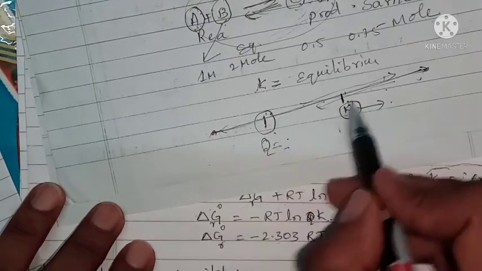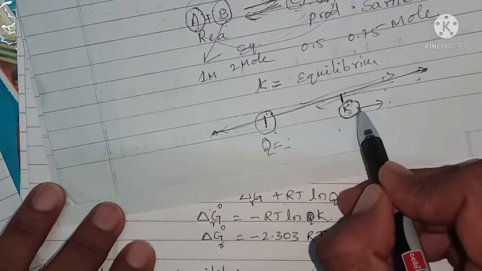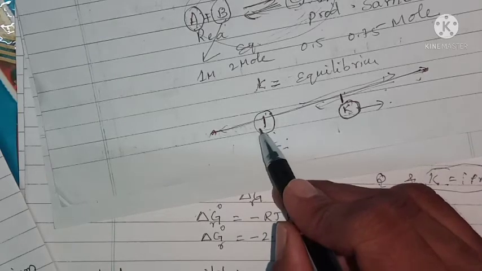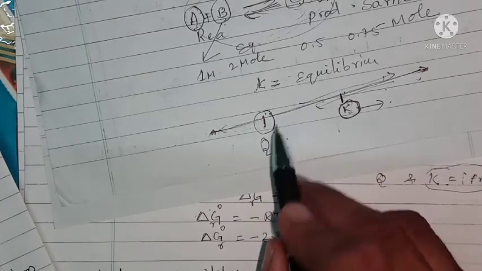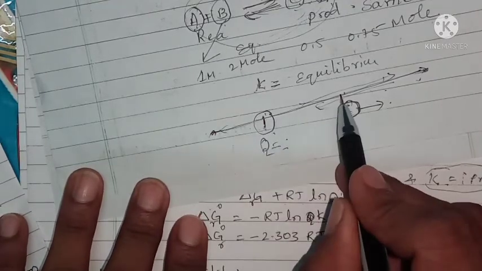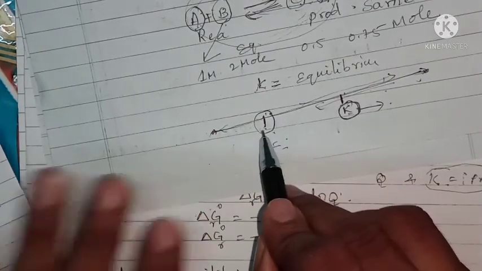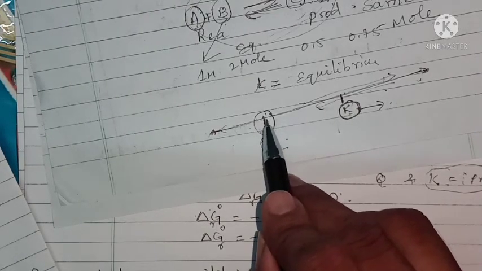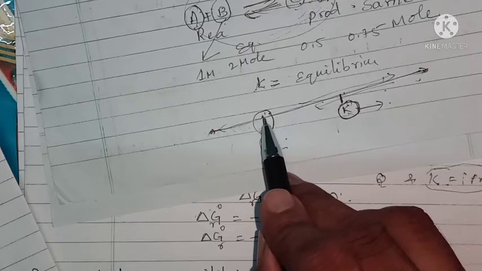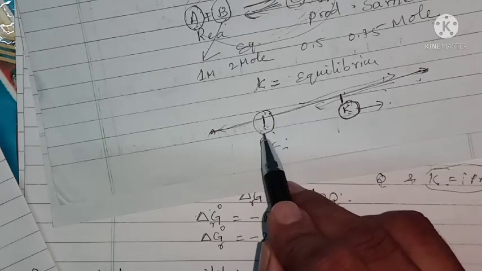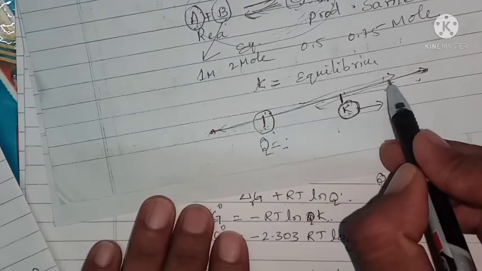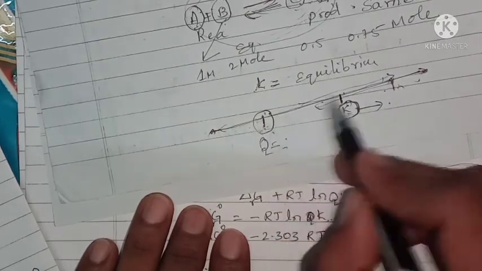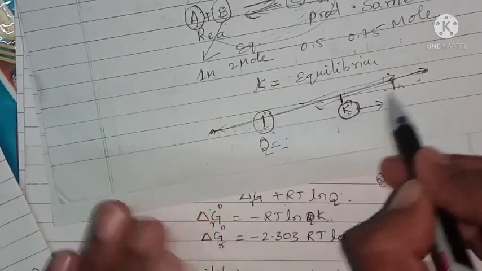Here the concentration of the product and the concentration of the reactant are constant, but at other points the concentration of the product is different and the concentration of the reactant is different. At this point, which is left of the equilibrium, the concentration of the reactant is more compared to the concentration of the product; the product value is less, whereas the reactant value is more. If we measure the Q value at this point, it means here the reaction crossed the equilibrium state.